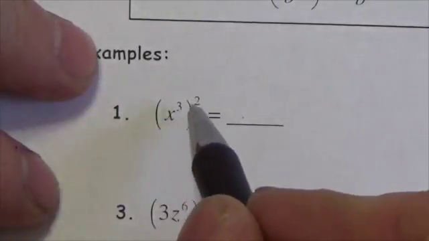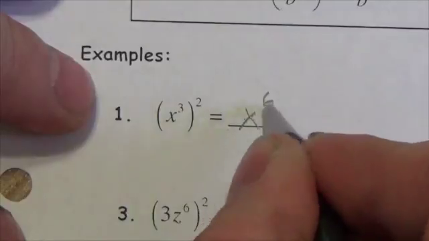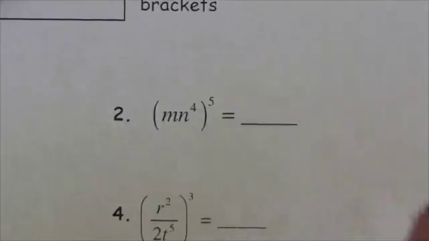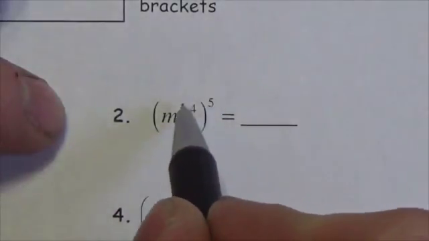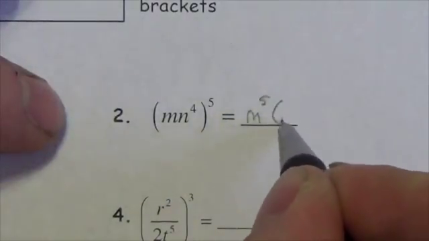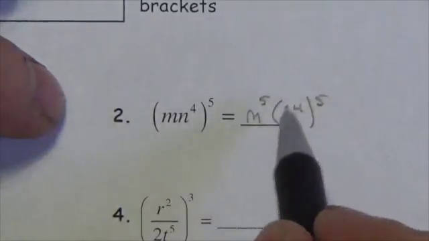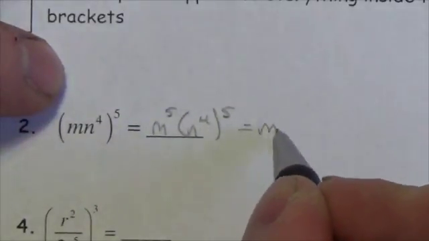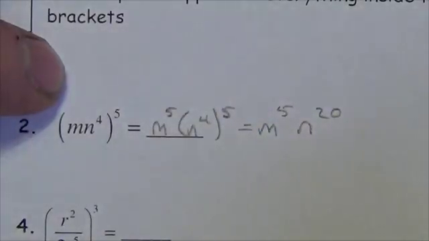Now let's take a look at some examples. When I've got x cubed, and that's all squared, I'm just going to find the product of the exponents, so this will become x to the 6th. x cubed squared: 3 times 2, 6. Here, because I've got two factors, the 5 is going to distribute to both of them. This becomes m to the 5, and then (n to the 4) to the power of 5. Because I've got an exponent on that, I'll multiply those two together to get n to the 20th.